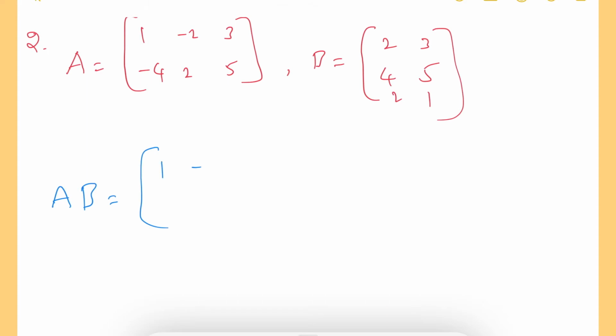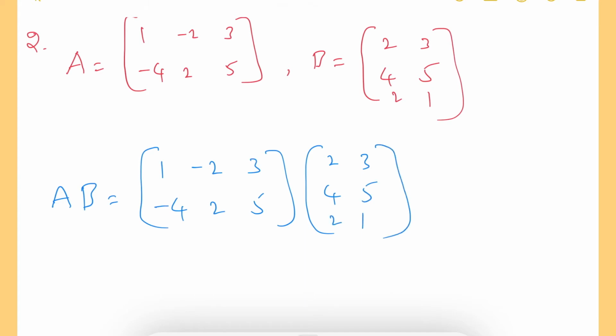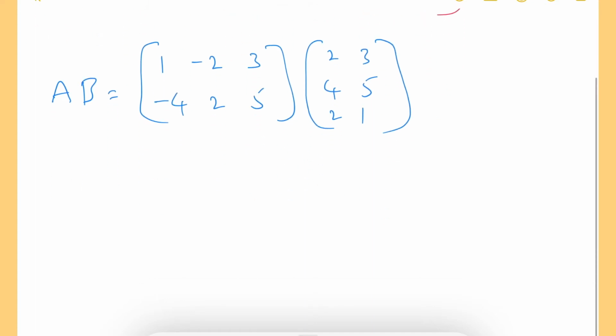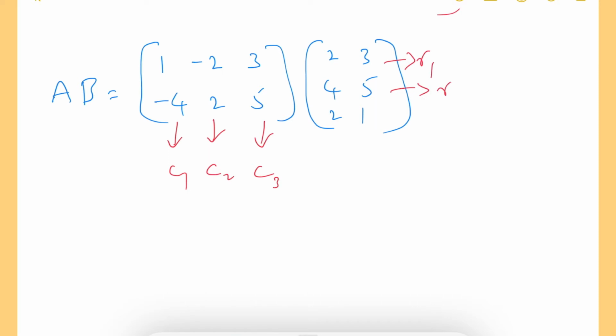Okay, first let us do AB. Matrix A is 1, minus 2, 3, minus 4, 2, 5 and matrix B is 2, 3, 4, 5, 2, 1. First let us check whether it is possible or not. First column, second column, third column. Total 3 columns. First row, second row and third row. The number of columns of the first matrix is equal to the number of rows in the second matrix. So multiplication is possible. Okay, let us multiply then.